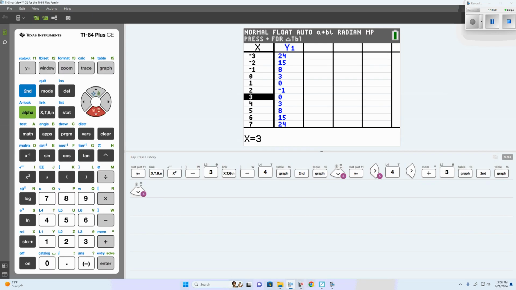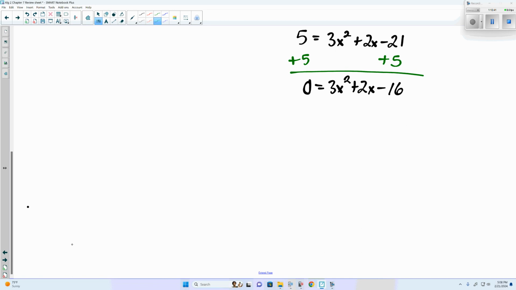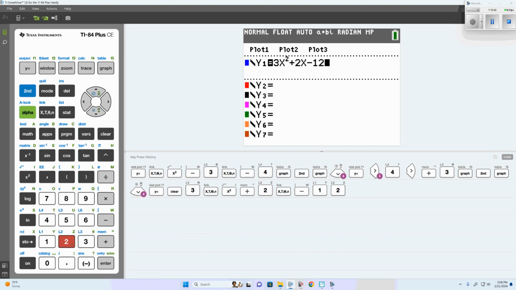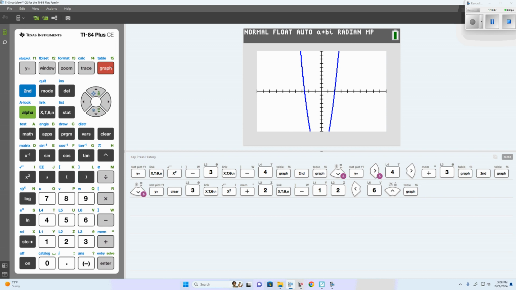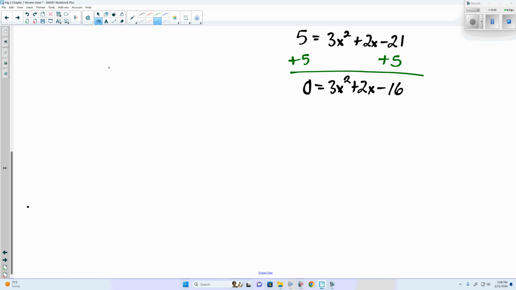Now we can try graphing this if we want. 3x squared plus 2x minus 16. Almost had it. Graph. We have this here. It does cross at one nice point, and that one nice point is 2. So we didn't get the other.